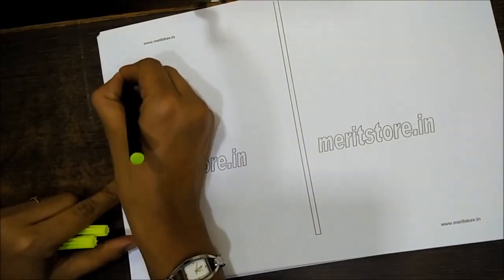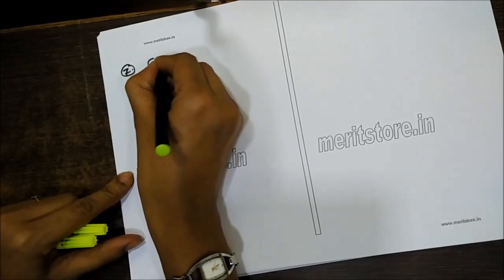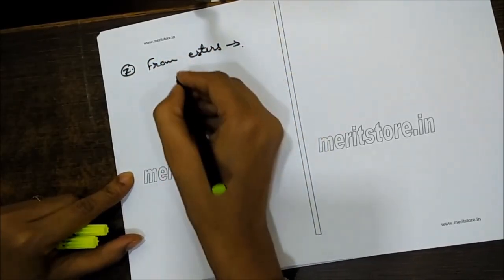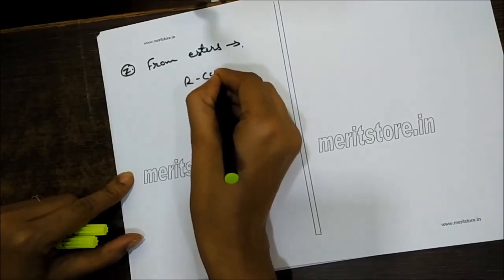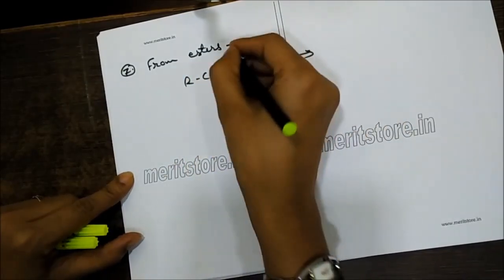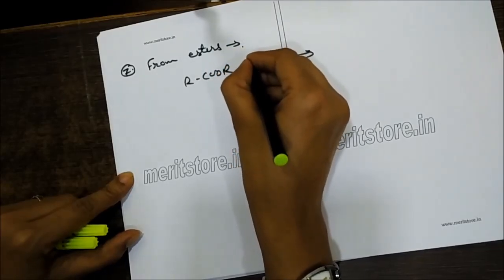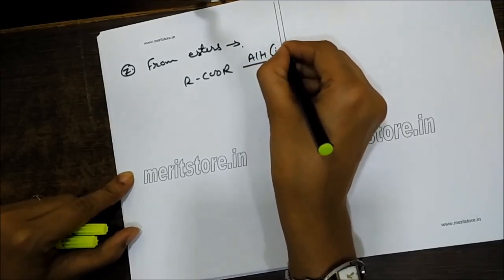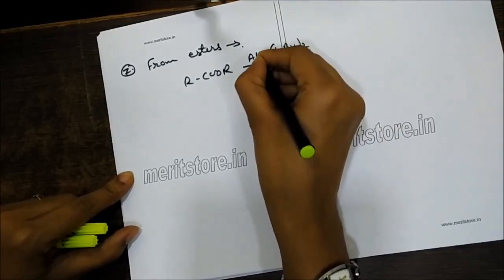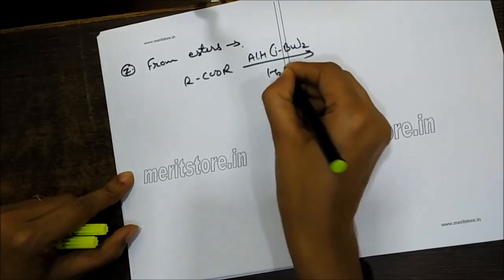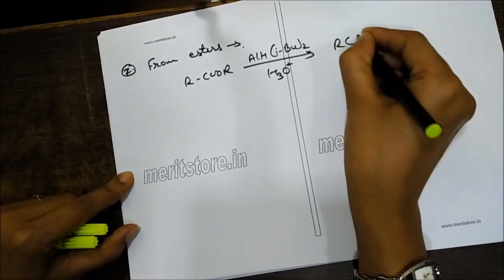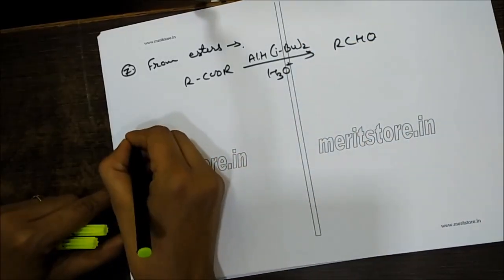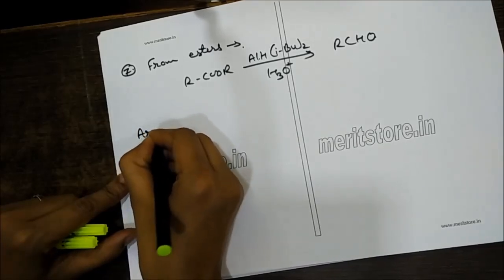The next method is from esters. The same reagent will be taken, diisobutyl aluminum hydride, and on acid hydrolysis will give aldehyde. Now preparation of aromatic aldehyde and ketones.